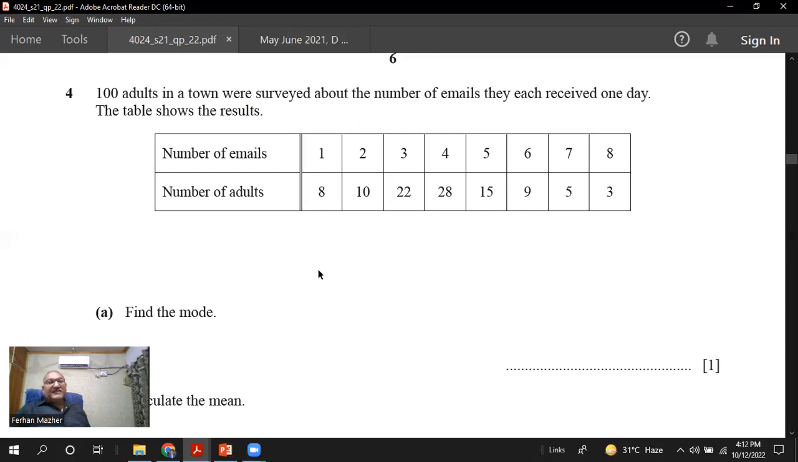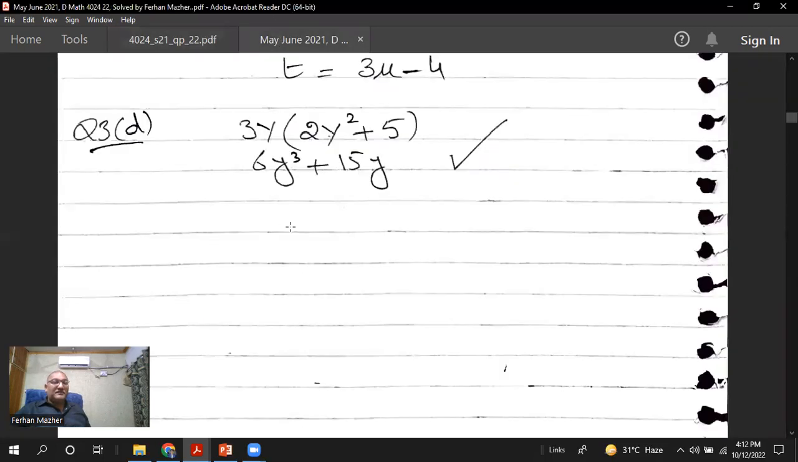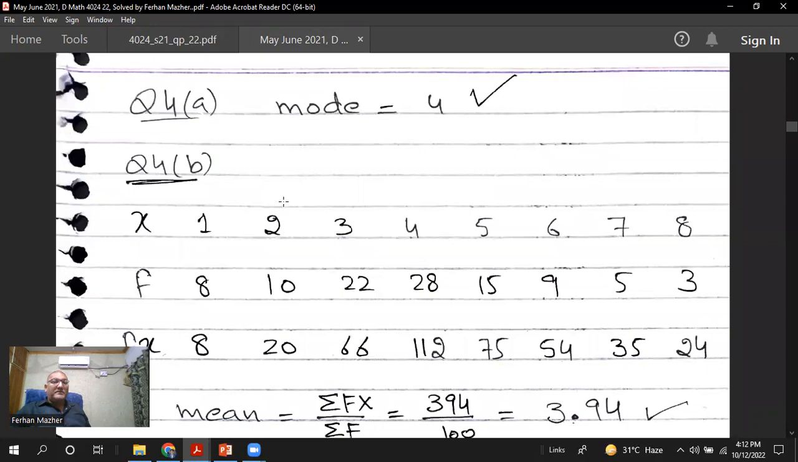Find the mode. Mode is that whose frequency is the highest. So this is the frequency. Highest frequency is 28. So what is the value of the x there? 4. So the value of the x which has the highest frequency, that is the mode. So the mode will be 4. So the mode is 4.